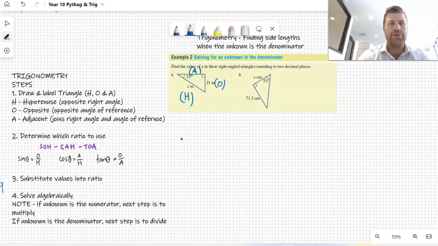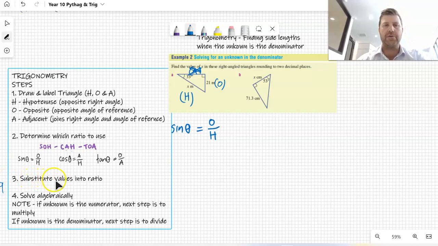Step 2 is to determine which ratio we're going to use. Now remember the acronym SOHCAHTOA, that helps us determine what ratio to use. So at the moment I've got 3 letters, H, O, and A. I'm only going to use 2 of those. Which 2 am I using? I'm using the H because that's the unknown side that I want to work out, labelled x. I'm using the O because that's the side that's given to me, 21 meters. So I don't actually need to use the adjacent side. I do need to use the opposite and the hypotenuse. And if I go back to my acronym, SOHCAHTOA, O and H are in that first ratio, the sine ratio. So that's the ratio that I'm going to be using. Go ahead and write that down: sine theta equals the length of the opposite over the length of the hypotenuse.